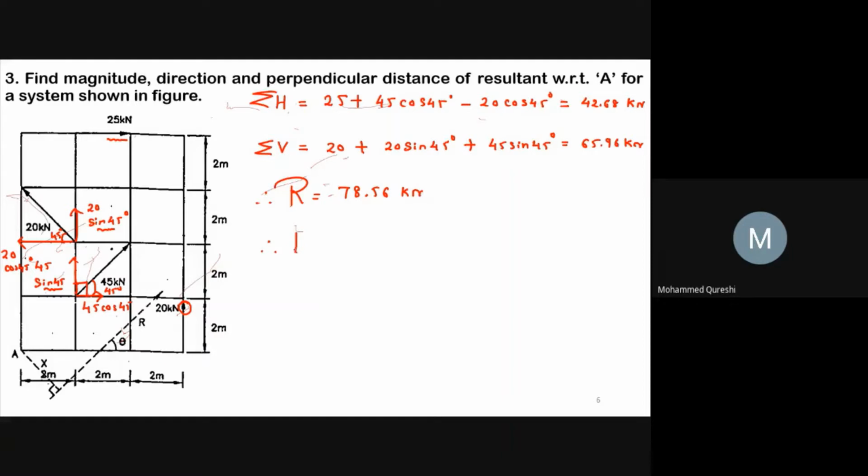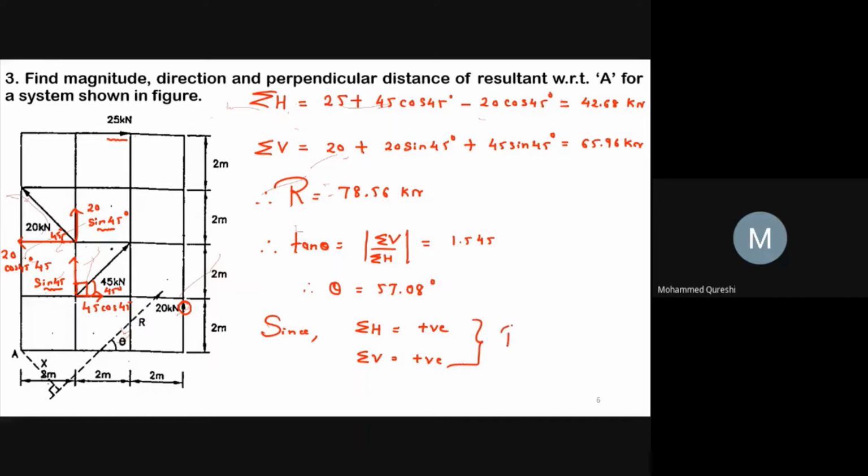And as we know, tan theta equals summation of V upon summation of H. So we will get the value of tan theta as 1.545 and the value of theta as 57.08 degree. Since in our example the value of sigma H is positive and the value of sigma V is positive, our resultant lies in the first quadrant. So I will denote the resultant over here in the first quadrant.